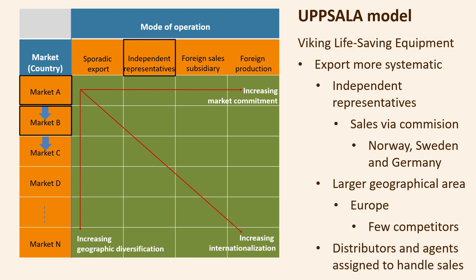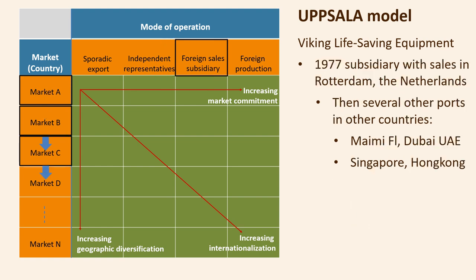Distributors and agents were assigned to handle sales in Europe, as their knowledge of these markets was still too little for the new cultures and market conditions. In 1977, Viking life-saving equipment established a foreign sales subsidiary in Rotterdam, the Netherlands, followed by several other ports in other countries, including Miami, Florida, USA, Dubai, United Arab Emirates, Singapore, and Hong Kong.